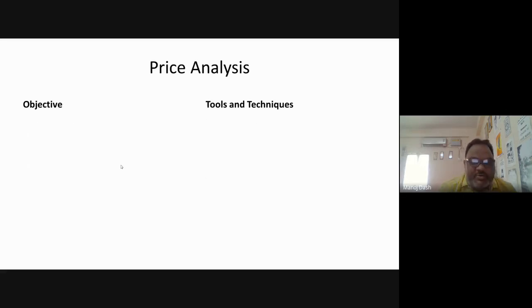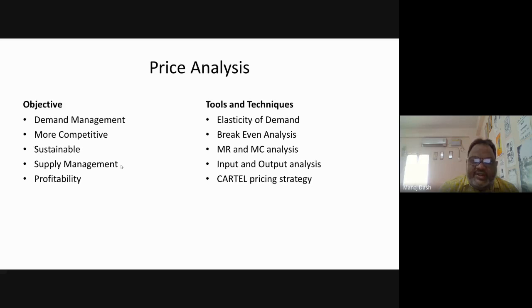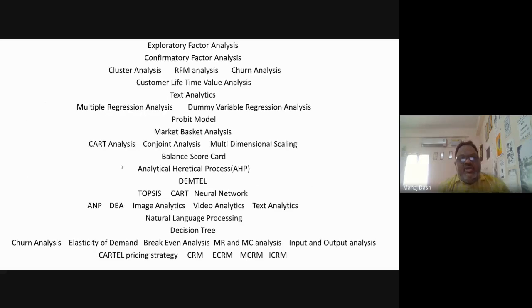But I will not give much time to price analysis because these are all related to econometrics and economics: input-output, break-even, elasticity of demand, then GARCH, EGARCH. These are the factors. But now the question is, these are the tools and techniques you can use for one sector and one research area. That is my first point.